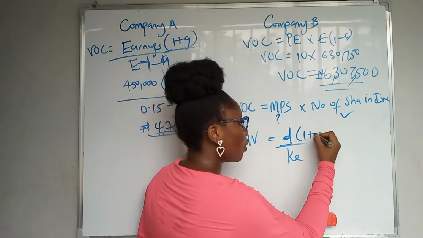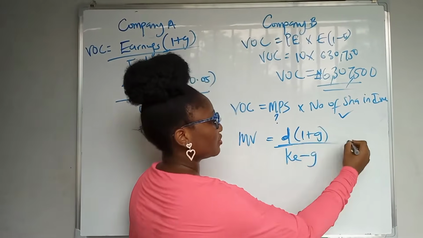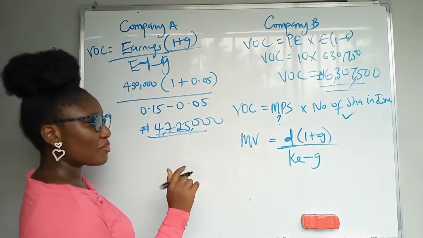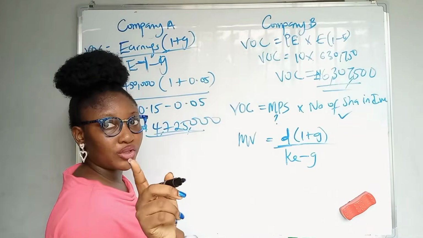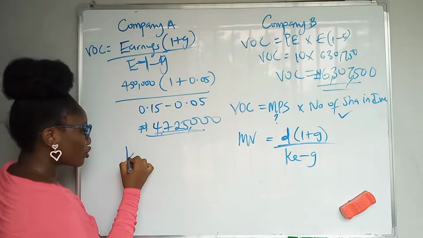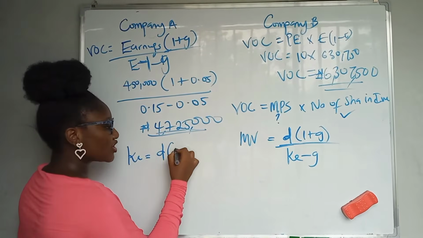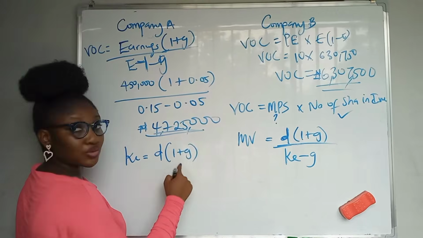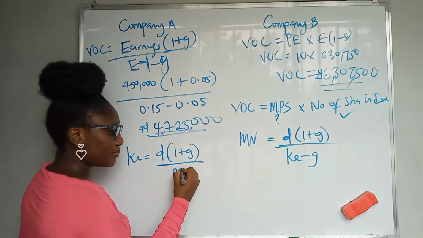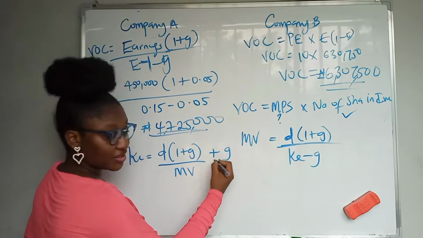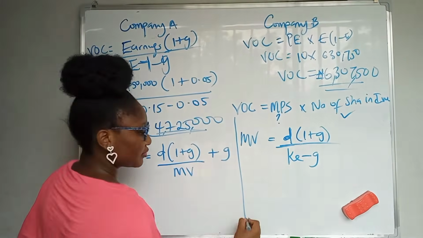So you add your growth: 1 plus g over Ke minus g. Okay, that's how to add growth to it. You remember this formula very well. For people that don't know, let me just put it here. Remember when we were doing cost of equity, we said you get your cost of equity by considering the dividend of a company and the rate at which it is growing per the market value, then plus g. Do you remember? You remember this?